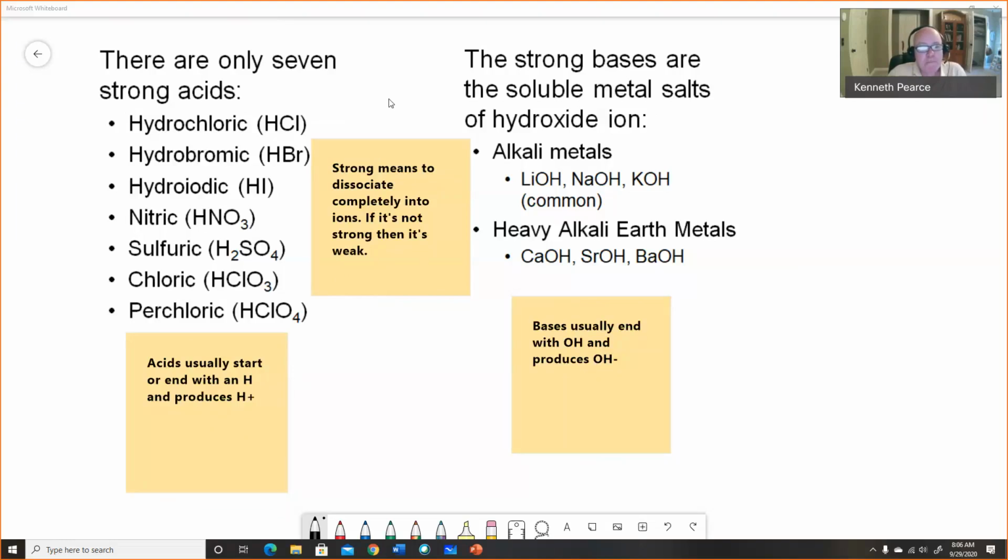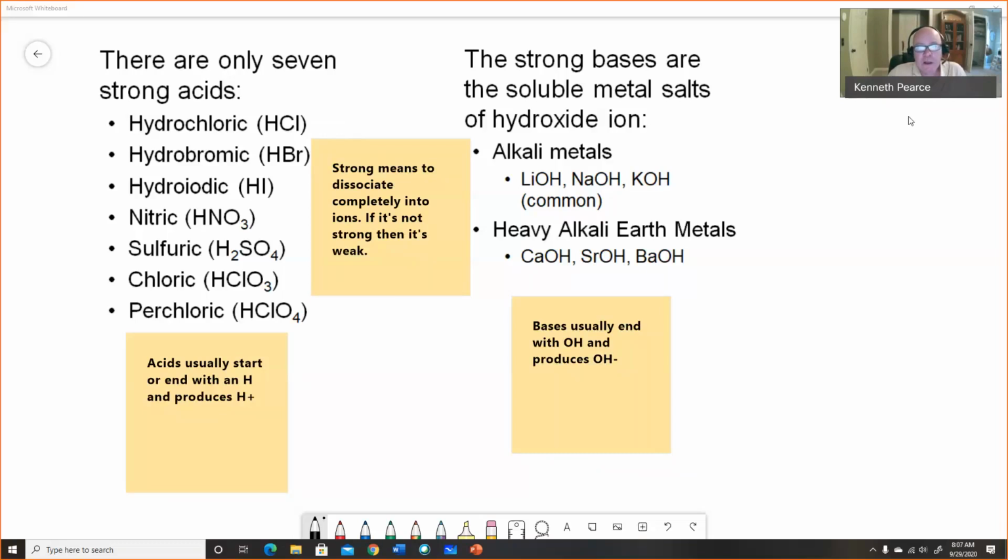There are millions and millions of acids which produce H+, but there are only 7 strong ones. We have hydrochloric, hydrobromic, hydroiodic, nitric, sulfuric, chloric, and perchloric. These are the only ones that dissociate completely into ions. The way to know if something is strong is you have to memorize this list. And if it's not on this list of 7 strong acids, then it must be weak. So it's an exclusive sort of definition in the sense of if you know it's not strong, then it must be weak.